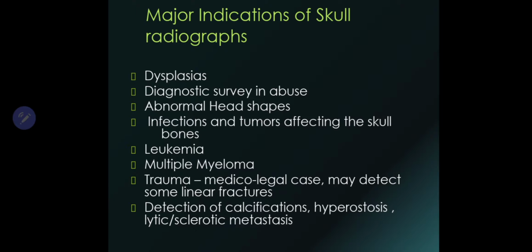Now, what are the major indications of skull radiographs? Firstly, dysplasias. What are the other conditions where you do an X-ray of the skull? For diagnostic survey in abuse, where you look if there's any fractures or any trauma or any injury. In patients with abnormal head shapes. In infections and tumors affecting the skull bones. In case of leukemia, multiple myeloma. In trauma, to document medico-legal case. Here you can detect fractures or other indentations in the bone. Detections of calcification, hyperostosis, lyticosclerotic metastasis.